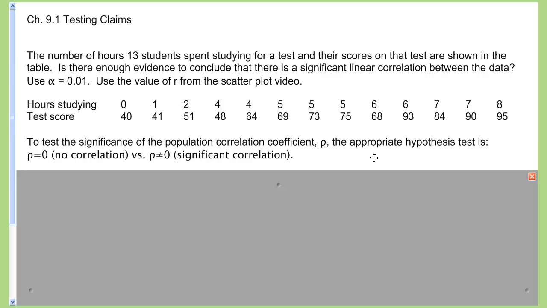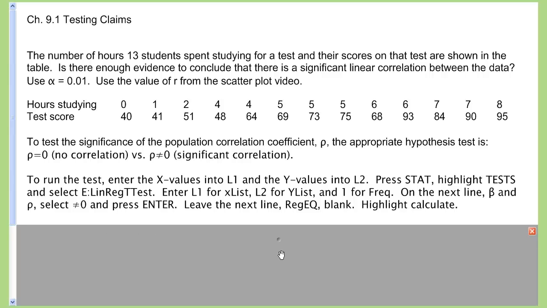What you're going to do is test the significance of the population correlation coefficient, and that's rho. The appropriate test is rho equal to 0, which means there's no correlation, versus rho not equal to 0, which would mean there's a significant correlation. So we're going to take a look at this.